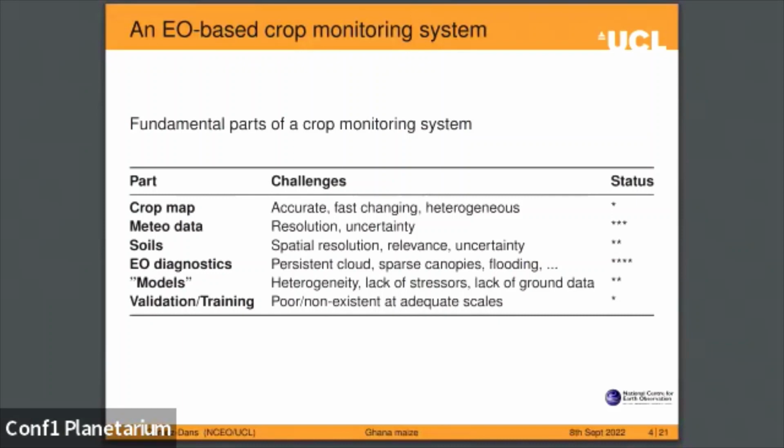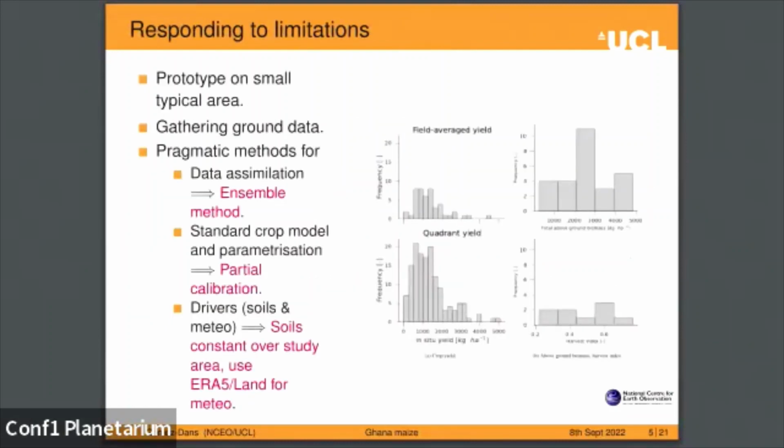And one thing that you have here is this lack of validation and training data, which is an important part of having confidence in what's going on. So a pragmatic response to these issues is to prototype on a small typical area and gather loads of ground data. You can see here the yields that were measured over some fields, and it's a huge distribution over an area that has basically constant weather.